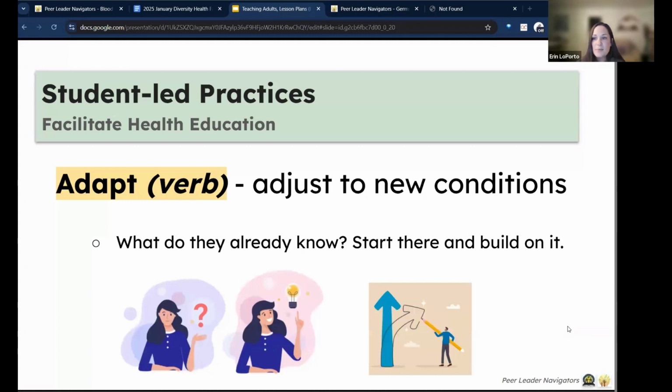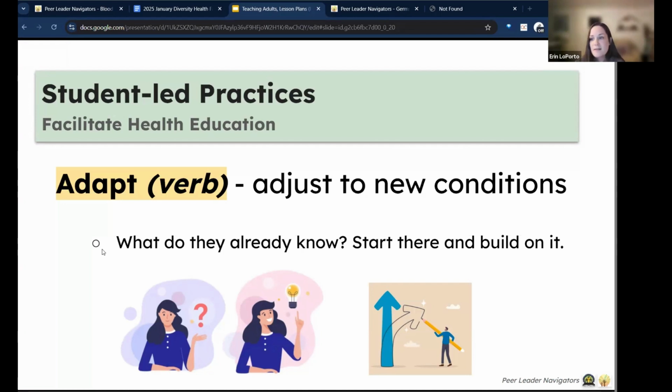Okay, so some student-led practices that help us facilitate health education, and that's the role of the PLN, help people learn. Like we're just trying to make that whole process easier. And one of the most important things is to be able to adapt, which is adjusting to new conditions. And that's because what we want to do is build off of what they already know. All of the adult learners, they all know stuff already. They have some information about healthcare and their bodies and their health. So we need to figure out what they know and then be able to build off of that. And so the only way to do that is be able to adapt, be flexible through your conversations.